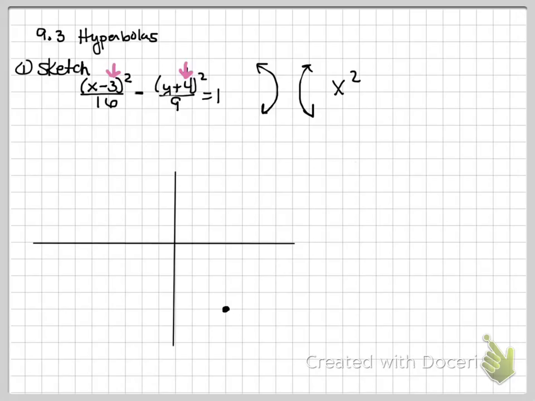And then we look at the numbers underneath in the denominators. So this 16, we need to take the square root, and that's going to be our a value, and a is equal to 4. So from the x, we're going to go parallel to the x-axis, right or left, 4 spots. 1, 2, 3, 4. And that's going to be one of our vertices. And if we go to the left, 1, 2, 3, 4, there's our other vertex. And I'm just going to mark these with a little V.